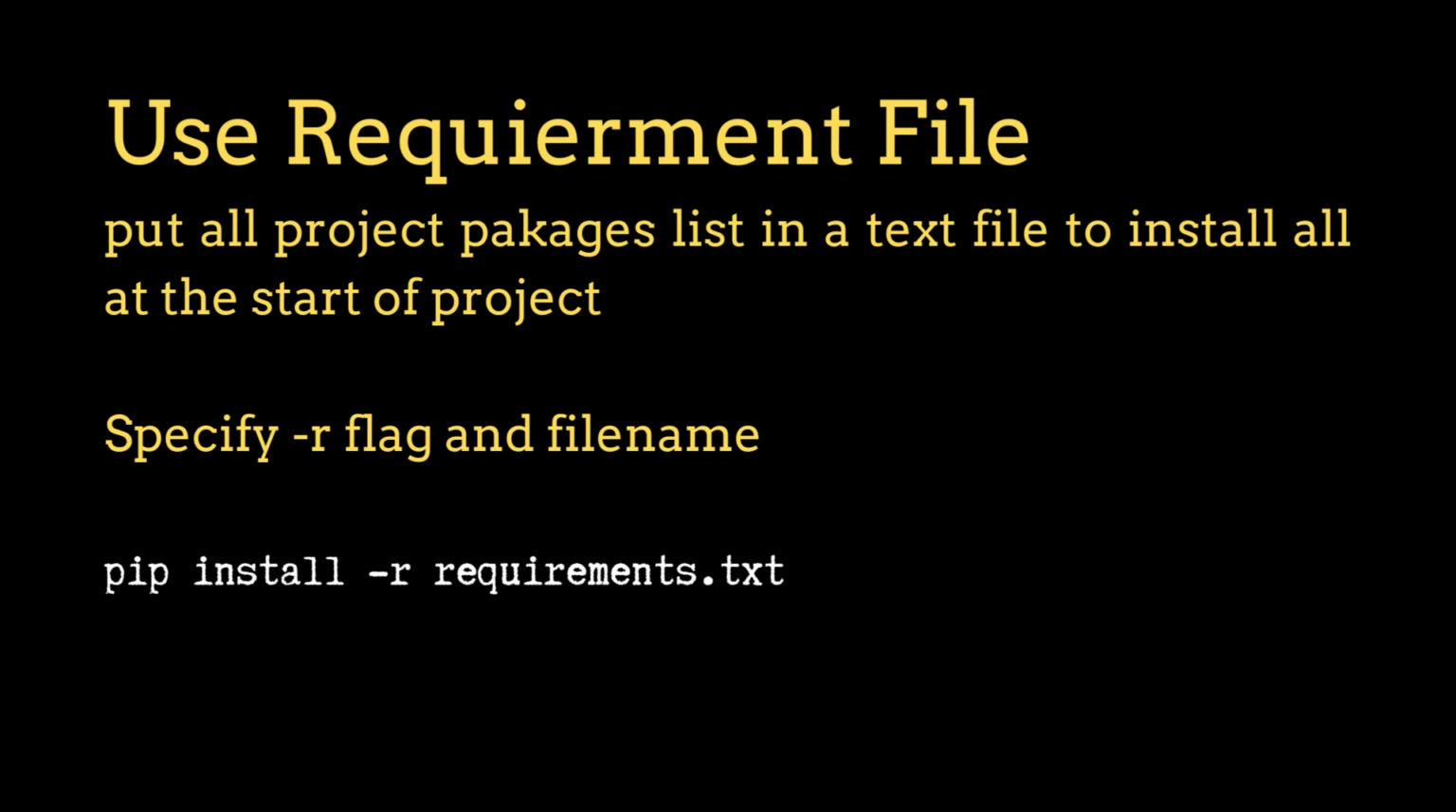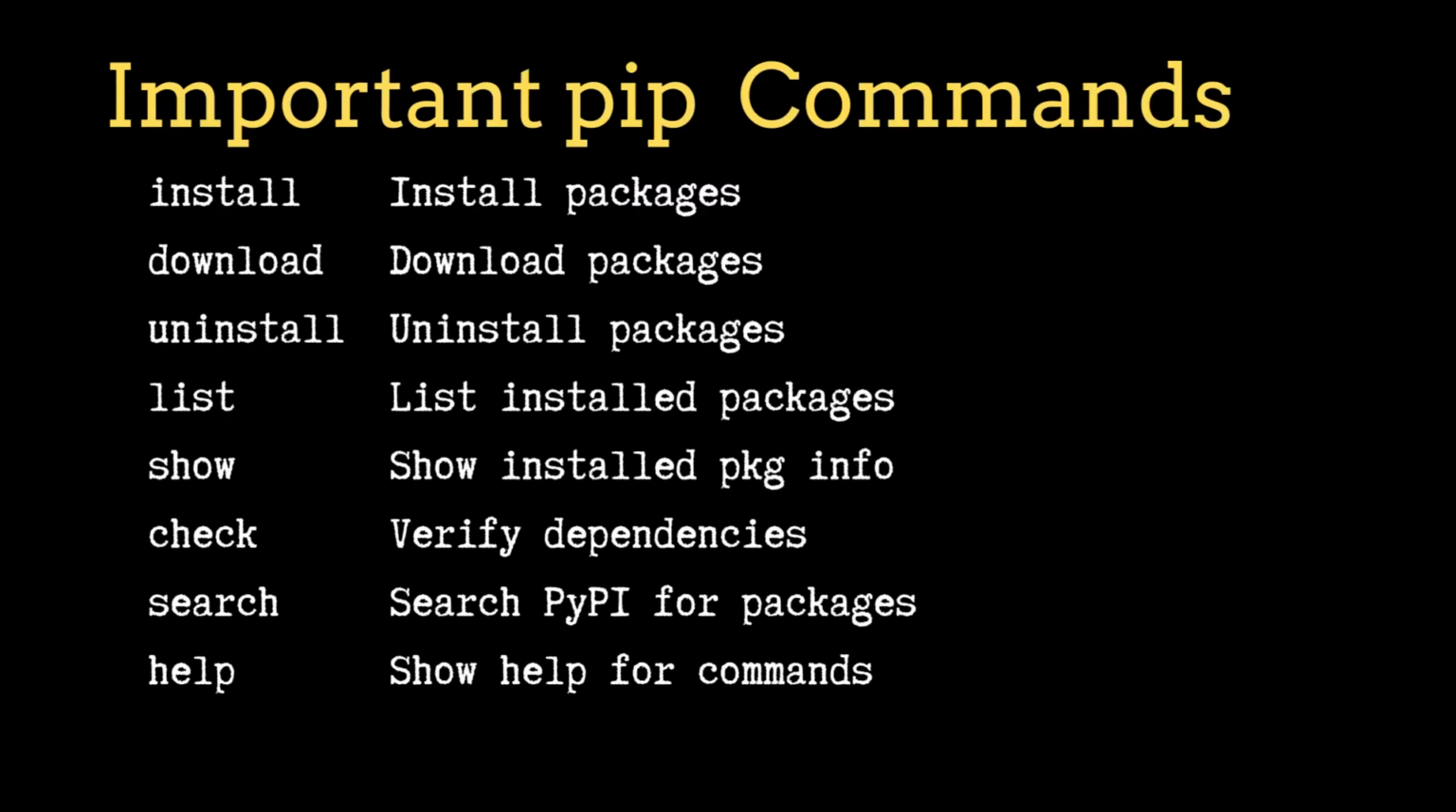Use requirement file. You can put all project packages list in a text file to install all at the start of the project. Specify the -r flag to the install command and the file name with the package list: pip install -r requirements.txt.